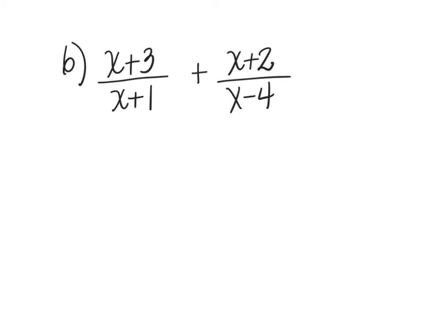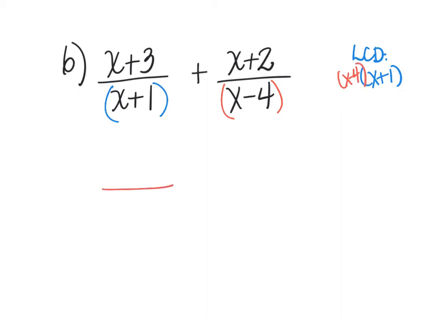This is number 6. x plus 3 times x over x plus 1 plus x plus 2 over x minus 4. So nothing needs to be factored in our denominators, but our LCD needs to have an x plus 1, and our LCD needs to have an x minus 4. All right, so now I'm going to build those equivalent fractions with the common denominator.